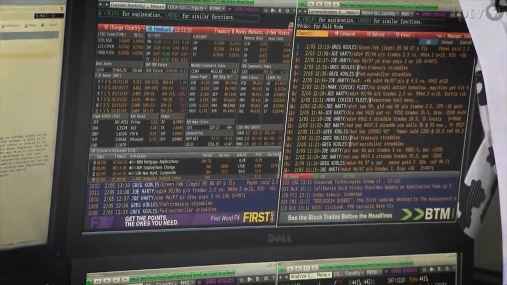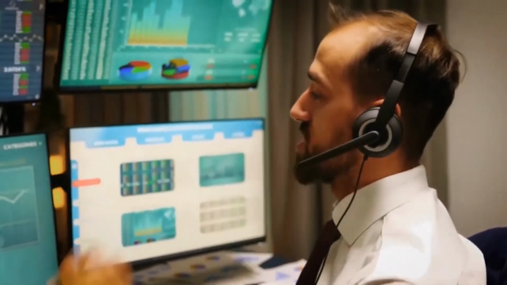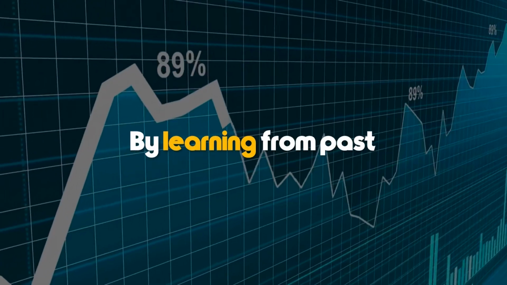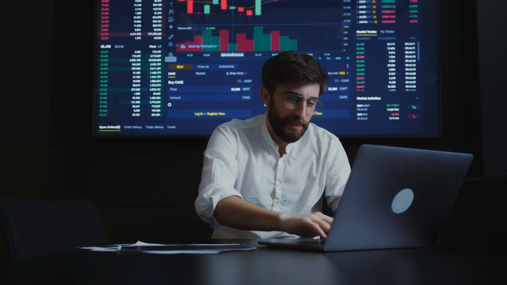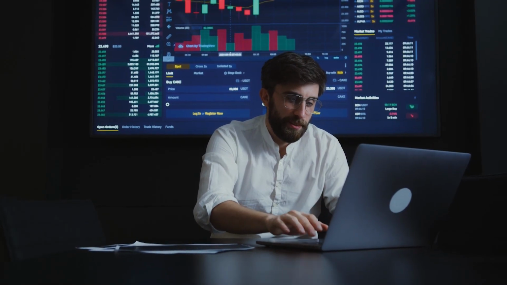Risk management in commodity markets requires a multifaceted approach, combining traditional strategies with sophisticated financial instruments and continuous monitoring. By learning from past failures and understanding the risks involved, traders and investors can enhance their ability to navigate volatile markets and achieve success.